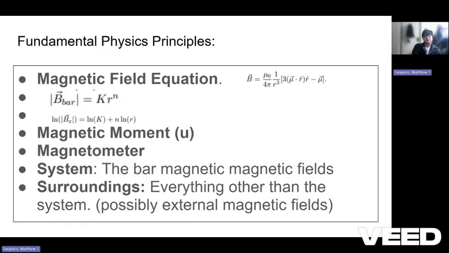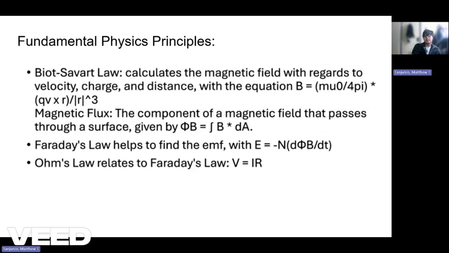Fundamental physics principles include the magnetic field equation, magnetic moment, and the magnetometer. The system is the bar magnet, and surrounding it is everything else: possible external magnets and also the foil tube. We also have to look at the Biot-Savart law, magnetic flux, Faraday's law, and Ohm's law. There are equations for each of them.